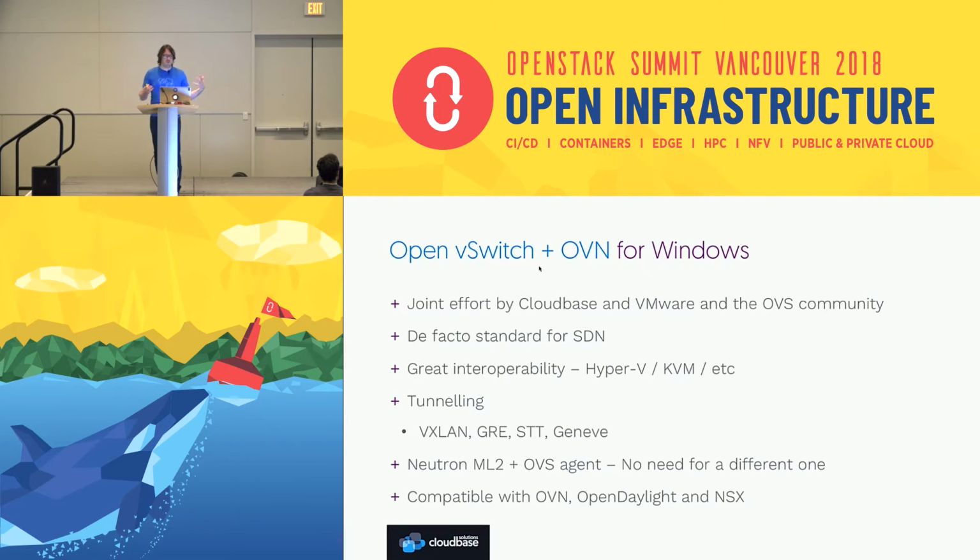It supports a lot of features. Tunneling, VXLAN, GRE, STT, Geneve. The Neutron ML2 plus OVS agent just works as is. And most important, it's also supported with controllers like OVN, OpenDaylight, NSX, and so on. OVN being our preferred one. It came a long way. Now it's in full stable release. Not only does it work great for OpenStack, it also works great for Kubernetes, as you will see pretty soon.